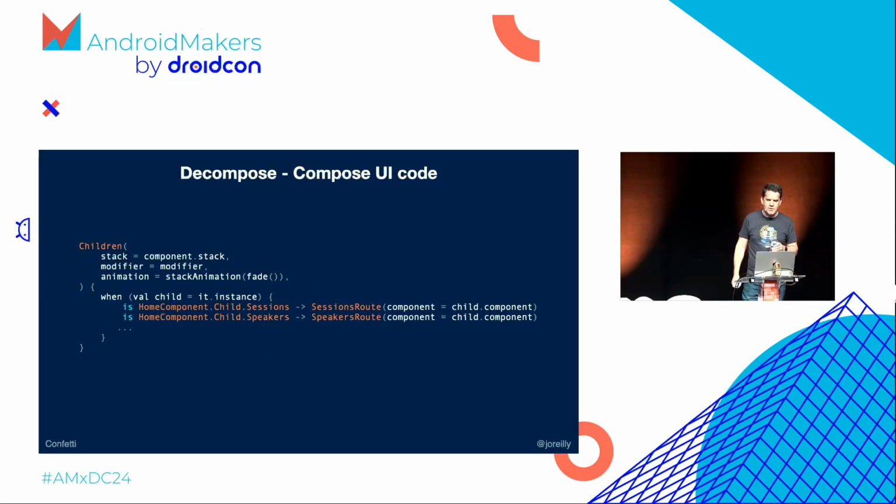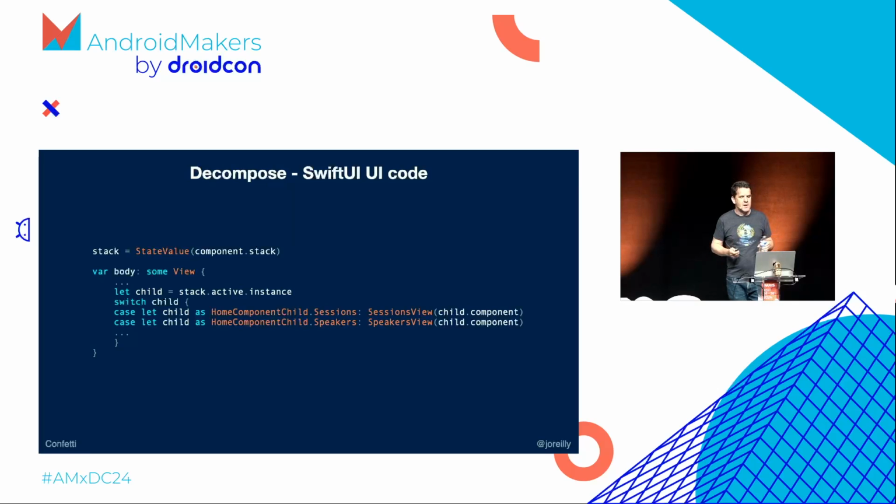And this is how we decide what to show in the UI, in this case in the Android Compose client. We observe that active child instance from the component stack we saw earlier, and navigate to the appropriate screen based on it, passing in, importantly, the associated child component as well. An almost identical code then in the iOS SwiftUI client, for example. Again, observing the component stack to decide which view to show.